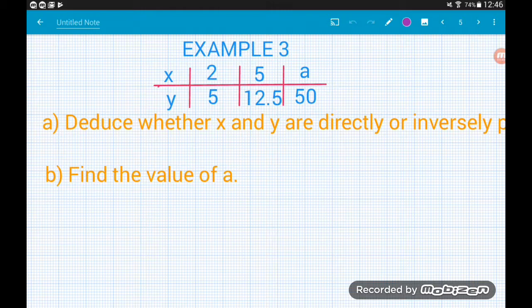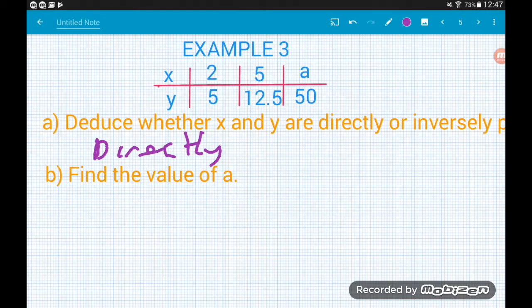So what have we got? Well, we're told that when x is equal to 2, y is equal to 5. And then we're told that when x is equal to 5, y is equal to 12.5. So what's gone on there? Well, x has increased from 2 to 5, and y has increased from 5 to 12.5. So the fact that they have both increased tells us then that they are directly proportional. Not surprising given that we're in a directly proportional video.